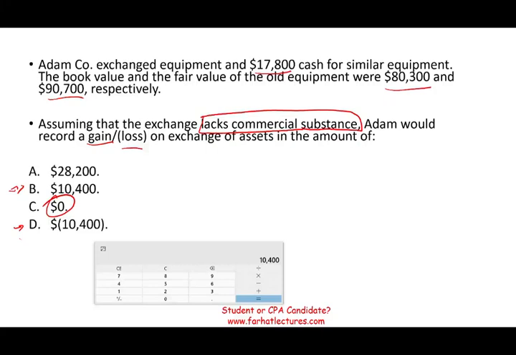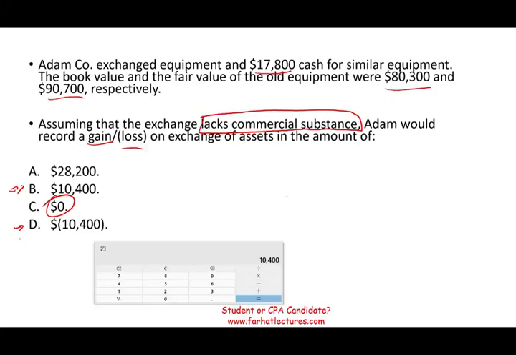Am I going to compute the gain and then say, okay, I don't have to worry about this gain? No, I have the gain, but the gain will be a deferred gain. Now, what does deferred gain mean? It means I'm going to push the gain down the road. Let me show you how I'm going to do that.